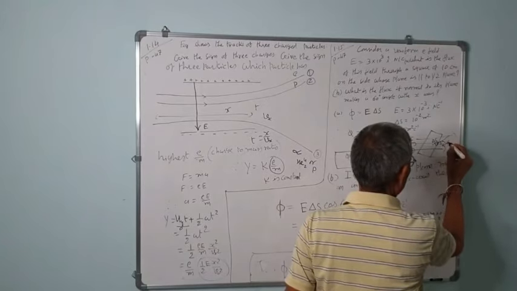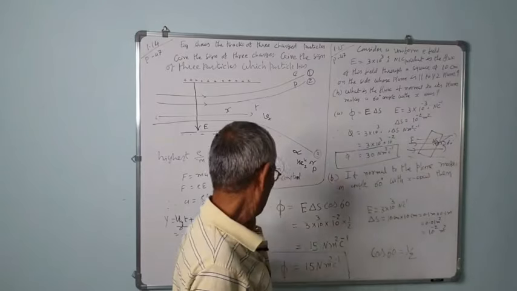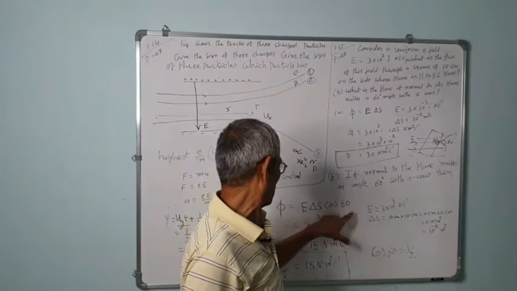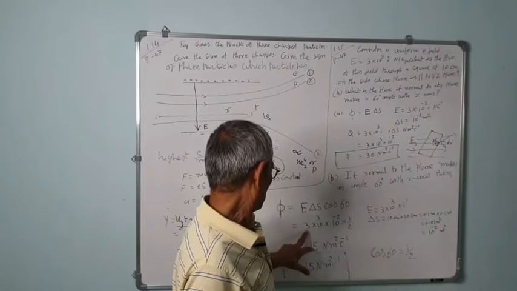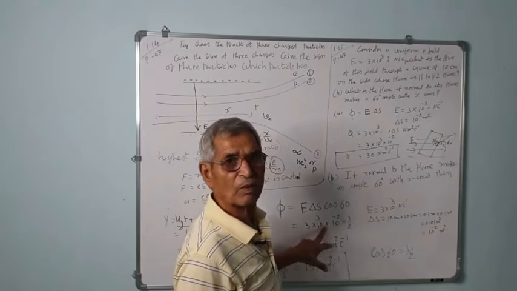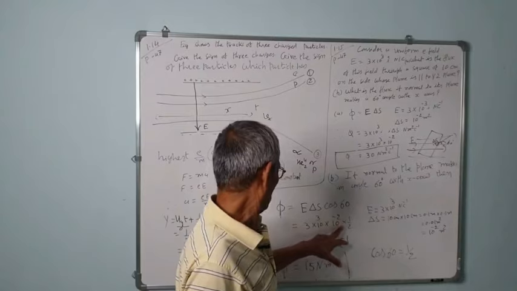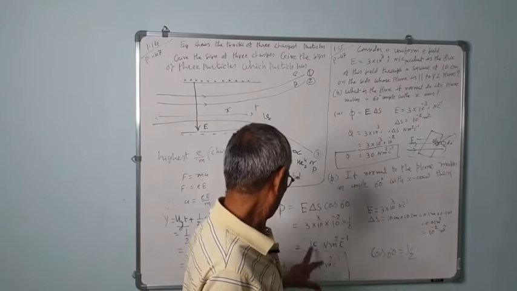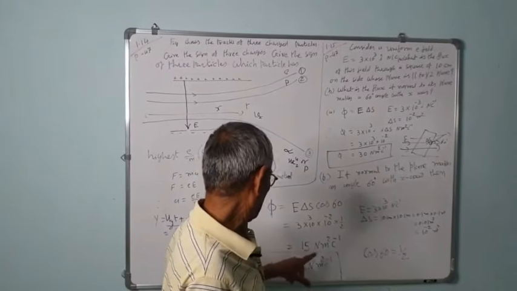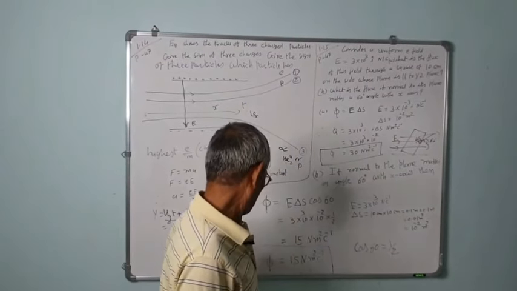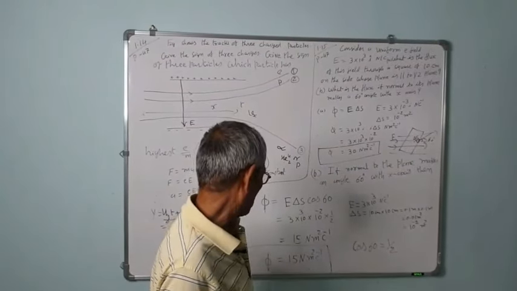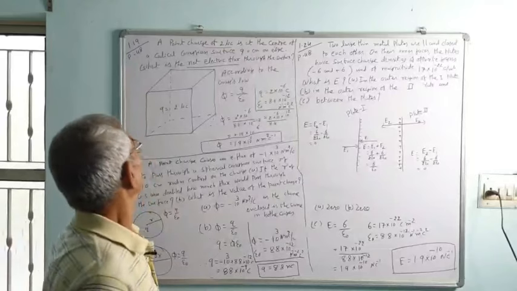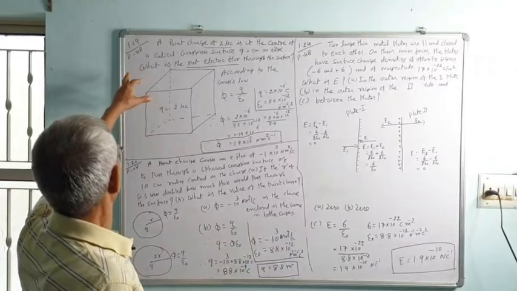This makes an angle of 60 degrees. Now, what is the flux? The flux is given by the equation E ΔS cos 60, which equals 3 × 10^3 × 10^-2 × 1/2, since cos 60 is half. That comes to about 15 N m² C^-1. So φ is equal to 15 N m² C^-1. That is the answer.